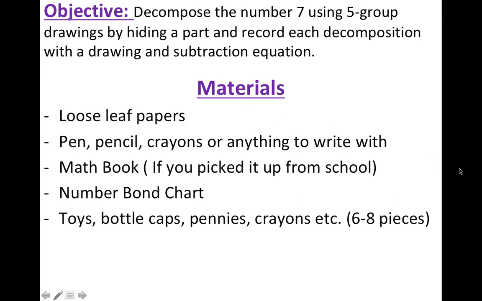Some of the things you'll be needing are loose leaf paper, something to write with, your math book. You will definitely need your number bond chart and something of the materials, about 6 to 8 pieces. So at this time you may pause the video and gather your materials, and let's continue to application problem.